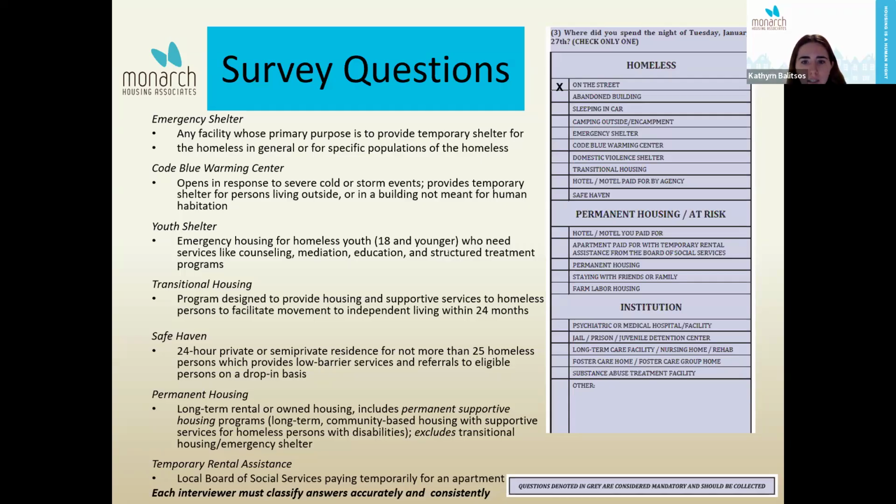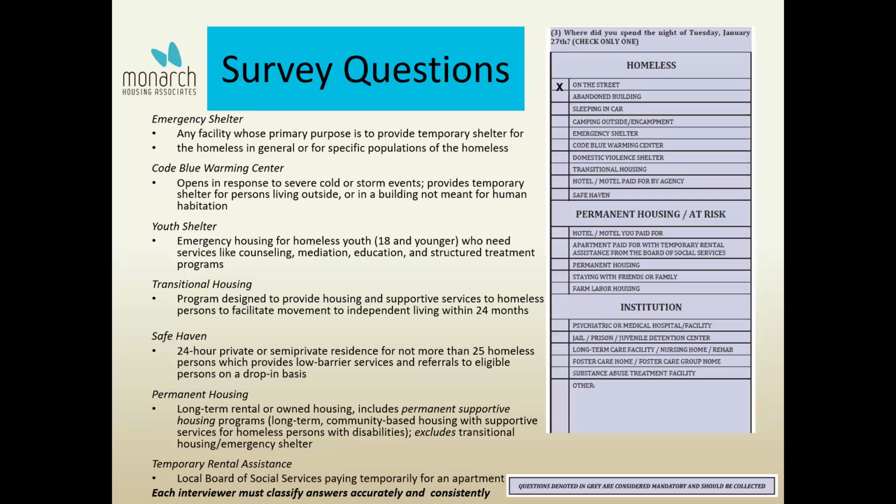Jamie, I see your hand. Yeah, can you go over one more time? If they are sleeping in the emergency room of a hospital because they don't have another place to be, that would be considered code blue warming shelter, did I hear that right? Yeah, you can say on the street or camping outside. Which box should we check if they answer that question?